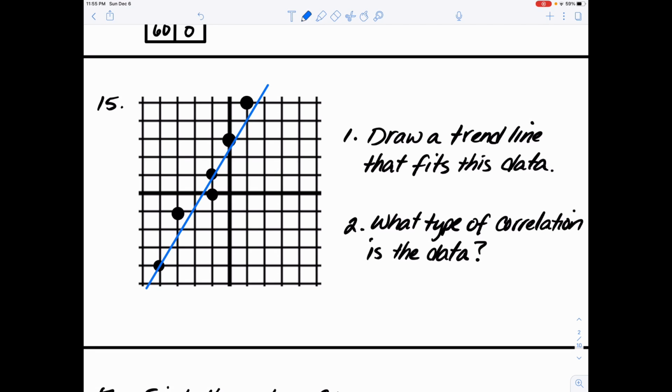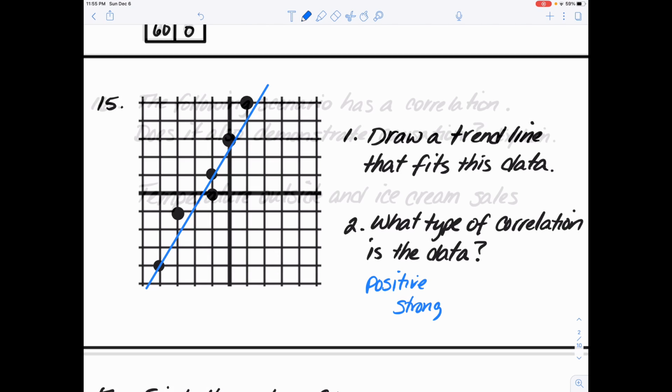What type of correlation is the data? Well, this is certainly a positive correlation because it is going from left to right, and it's increasing from left to right. And I would say this is a relatively strong positive correlation because the data points, they're not spread out all over the graph. They're fairly close to that line. So it's the same information on the previous problems that we did on the Desmos calculator, except this one just wanted you to observe it and do it by hand.